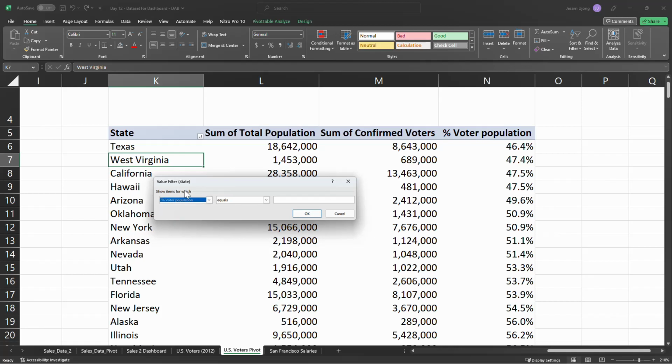So I want a filter to show where percentage voters population is. You see equal to, there's also a drop down. There's an option is less than, and then there's a space. So what is it less than? 55%, as was the instruction. And I clicked on OK.